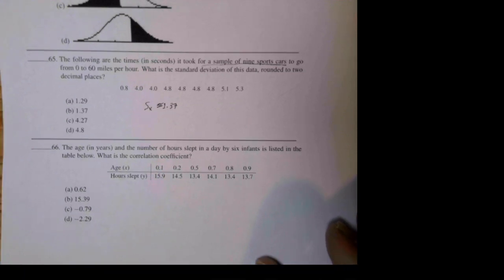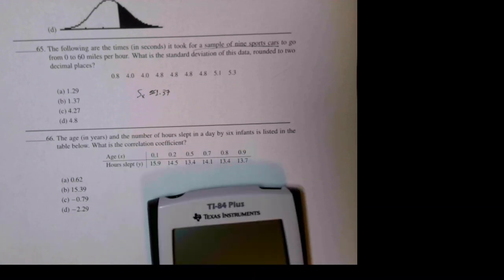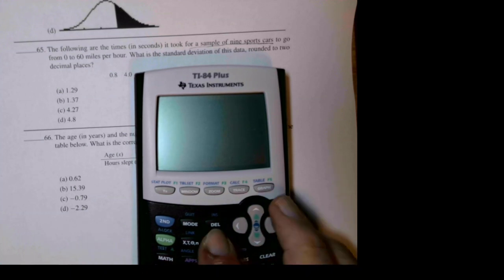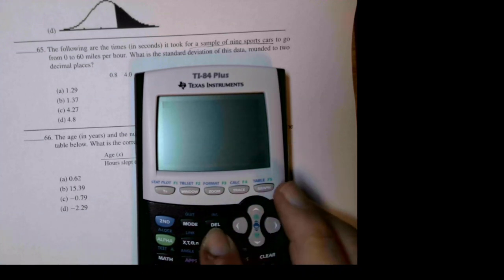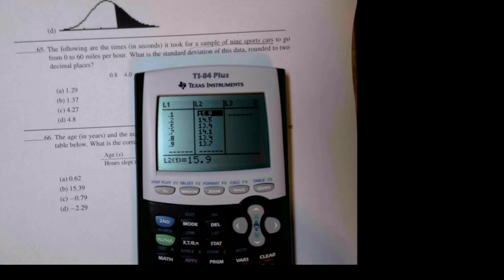Okay, 66. The age in years and the number of hours slept in a day by 6 infants is listed in the table below. What is the correlation coefficient? So how do you do this? You get your calculator out, and you go to stat, edit, and you put the X data in list L1 and the Y data in list L2.